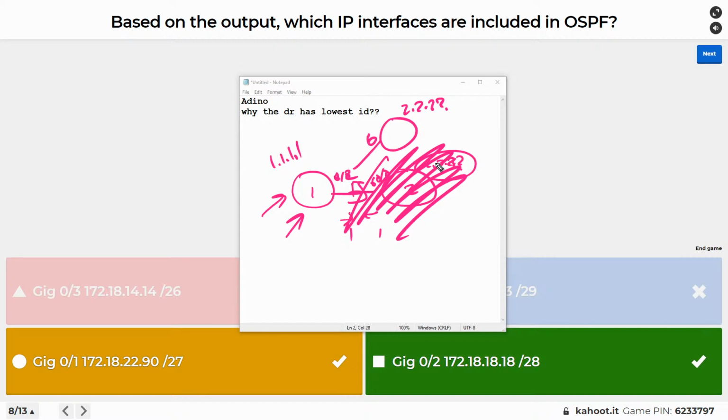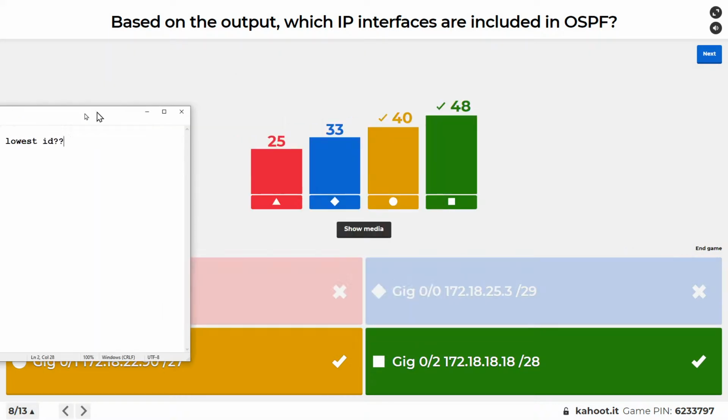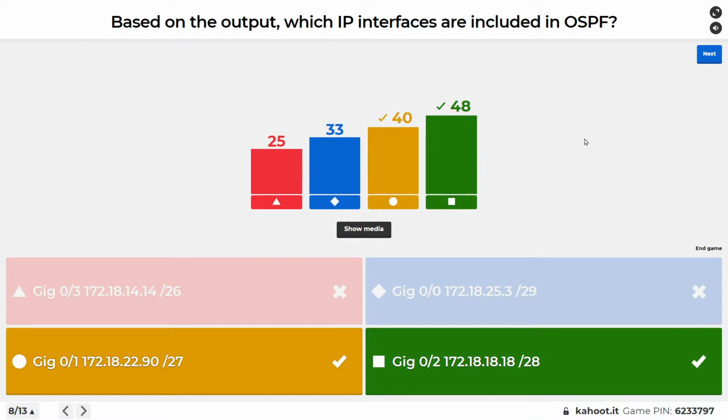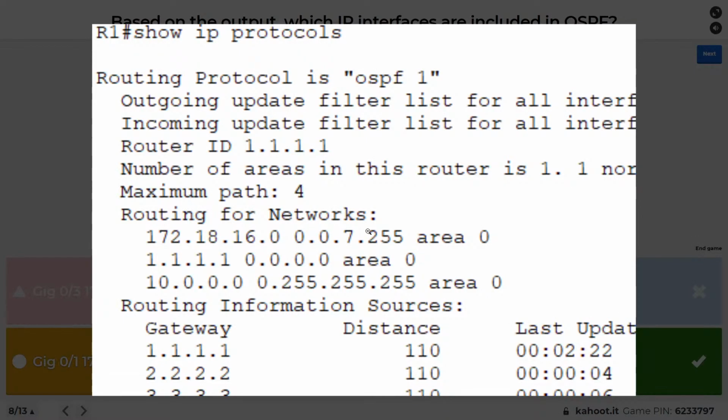So a couple of reasons why this guy would win would be because he came up first or had a higher priority here, or the other one was rebooted or something like that. So great questions. I love the observance of, like, why is this? Those are great questions. Okay, so based on the output here, which interfaces are included in OSPF?